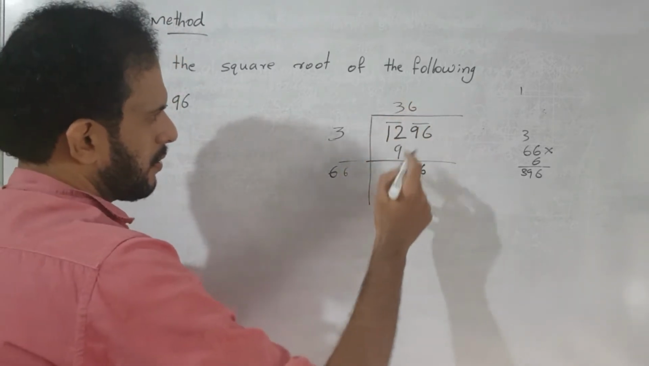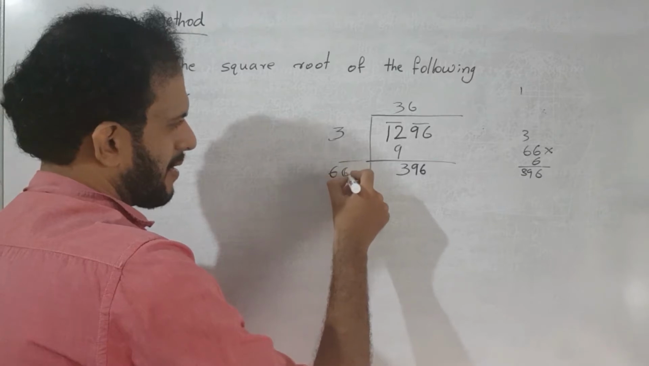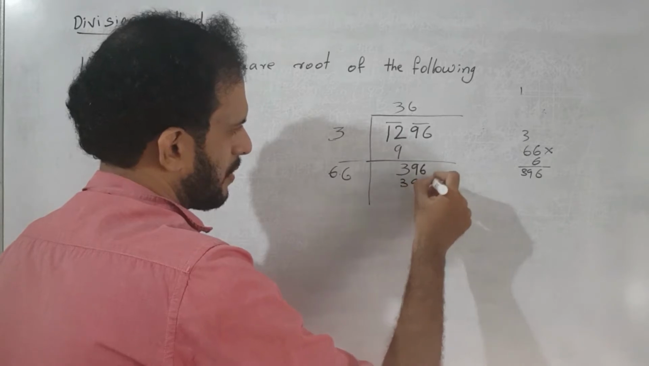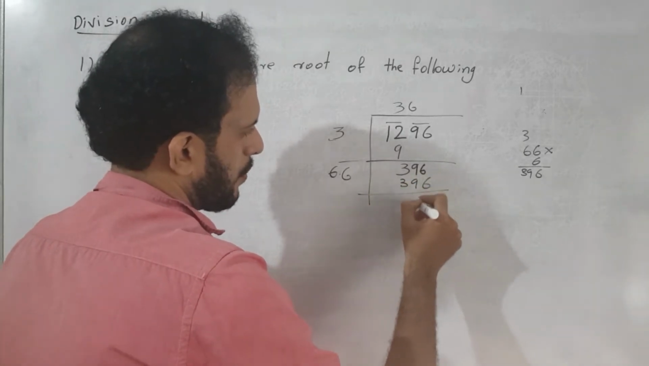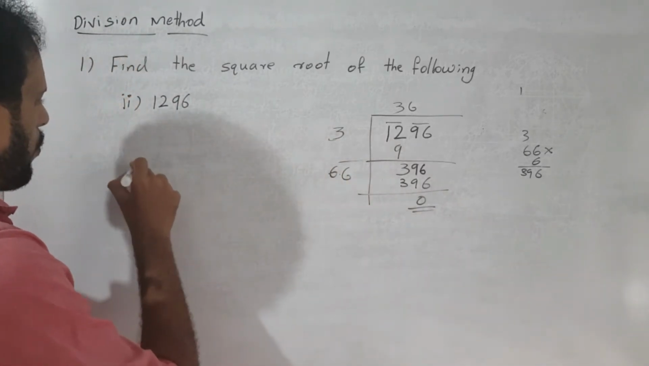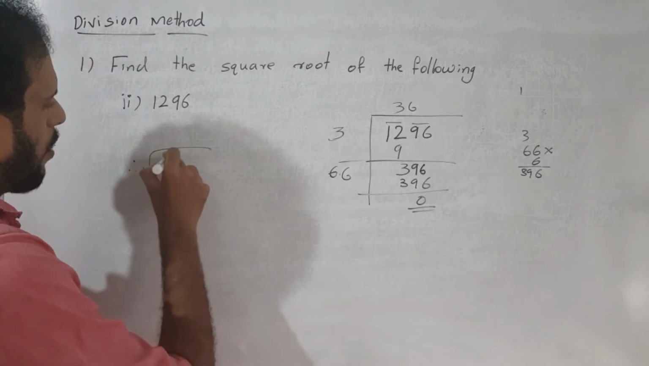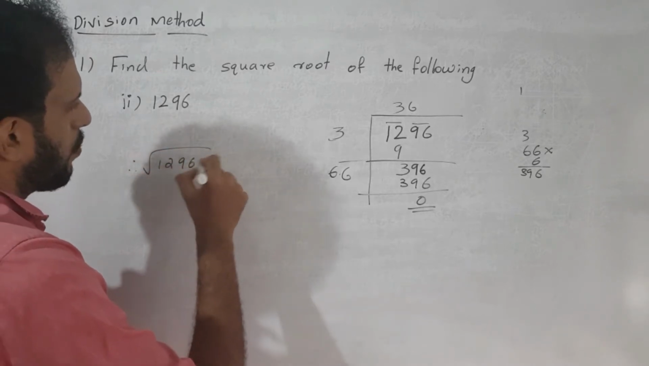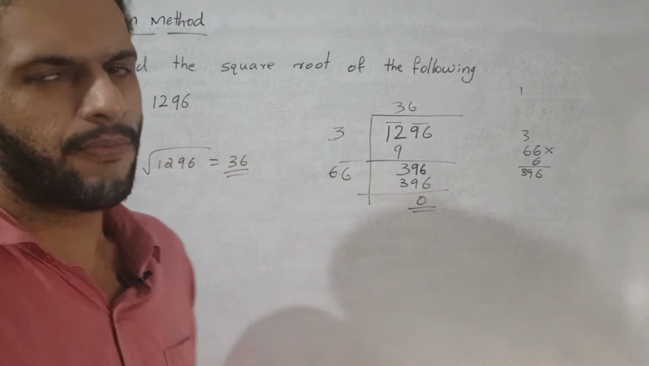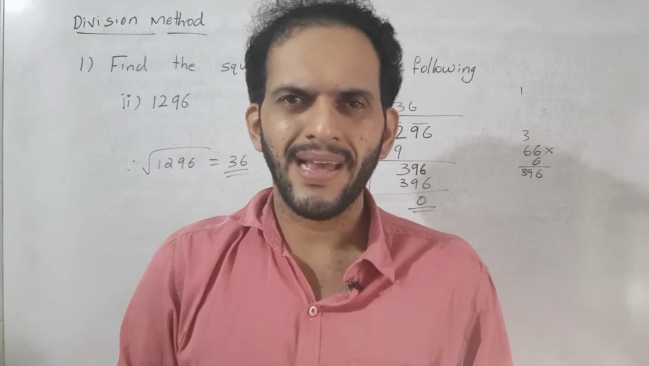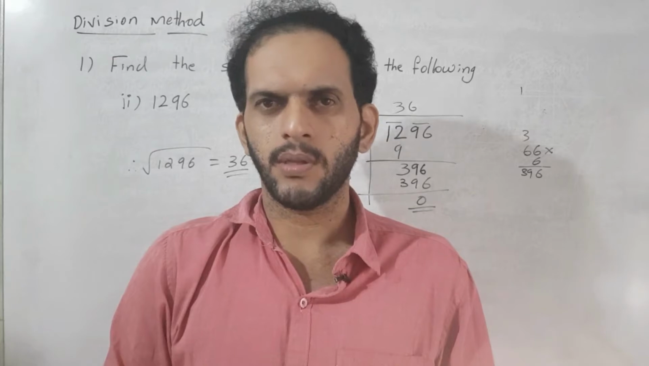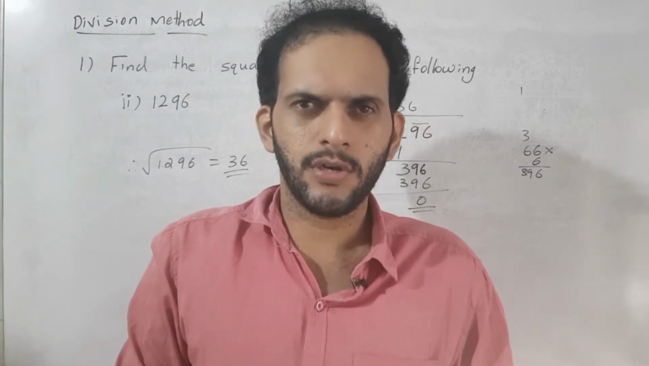Okay, so next, 6 into 66 is equal to 396. Then what is the remainder? The remainder is 0. So if we get the remainder 0, we stop there. So we write, therefore, the square root of 1296 is equal to the quotient 36. Okay, this is the idea for finding the square root of a given number by the long division method. I think you got the idea about the division method.